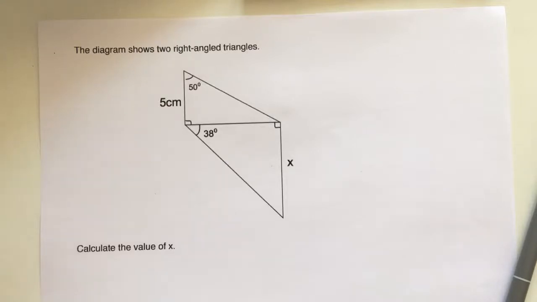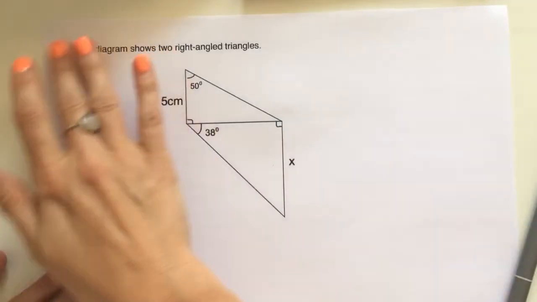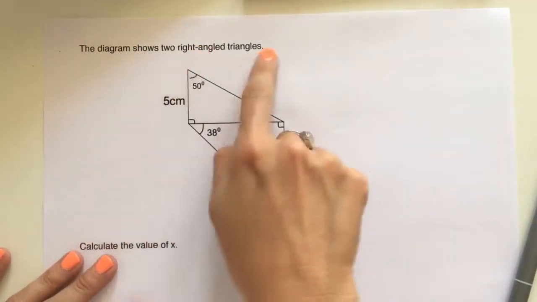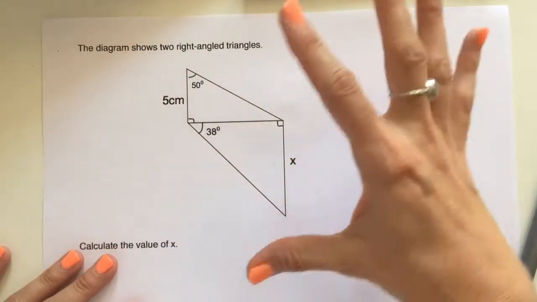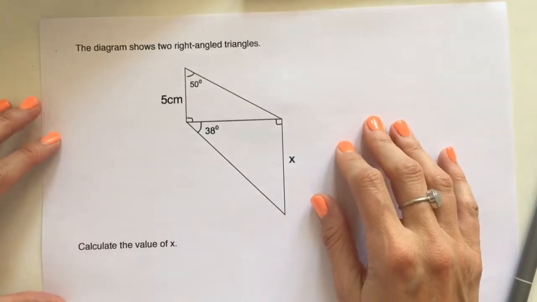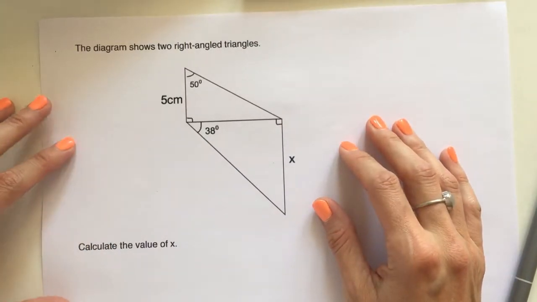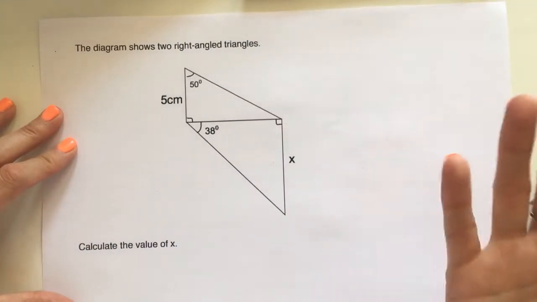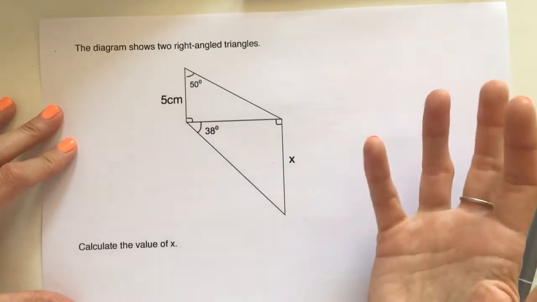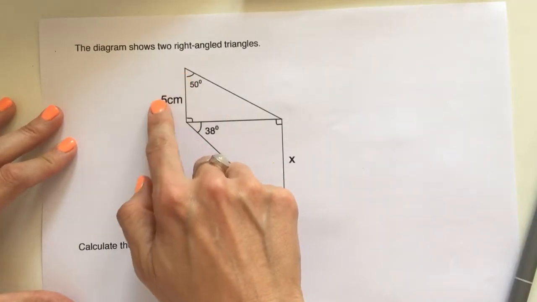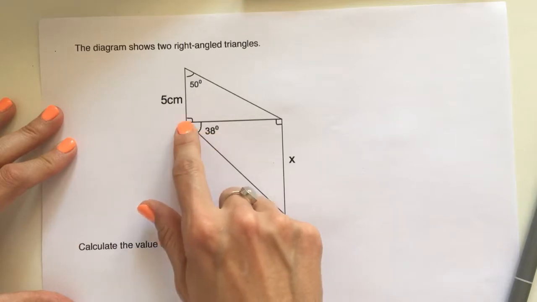A multi-stage problem involving trigonometry. So, this question is about two right angle triangles that have been put together to form a compound shape. And we know that it's going to be trigonometry because it involves angles and lengths. Angles and lengths, right angles.